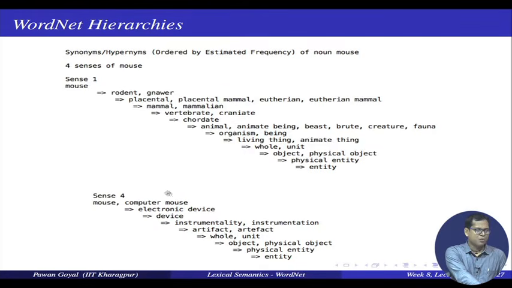Here is another sense of mouse, that is a computer mouse. Again, you can keep going up the hierarchy: electronic device, device, artifact, object, physical entity, entity. And you can see where they depart. This mouse comes under whole, then artifact, and the other mouse comes under living thing. That's where they depart in the WordNet hierarchical tree. And you can do this for any sense of any word in WordNet. You can find out the complete hierarchy.